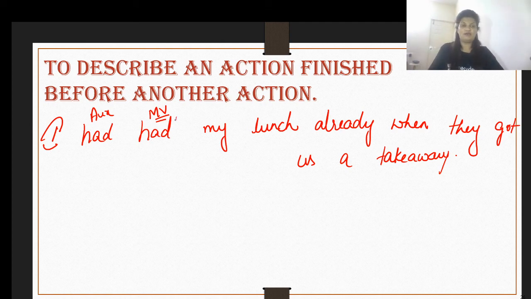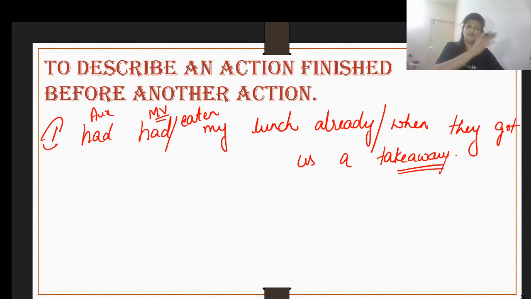So instead of had, we can also use eaten, which is obviously a proper main verb and the past participle. So I had my lunch already when they got us a takeaway. So here, to refer to older actions, I had my lunch already. This action happened earlier, and then after they finished their lunch, they got a package, which is recent. So two actions have happened. The older action is I had my lunch.